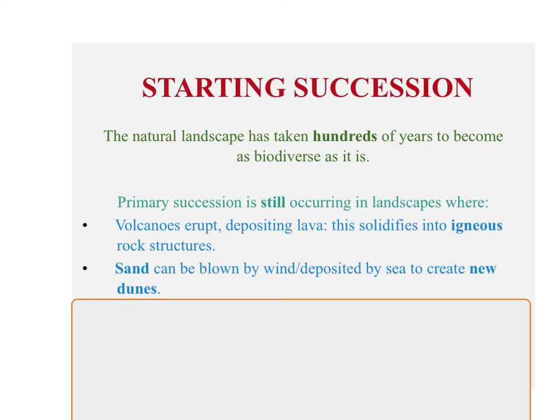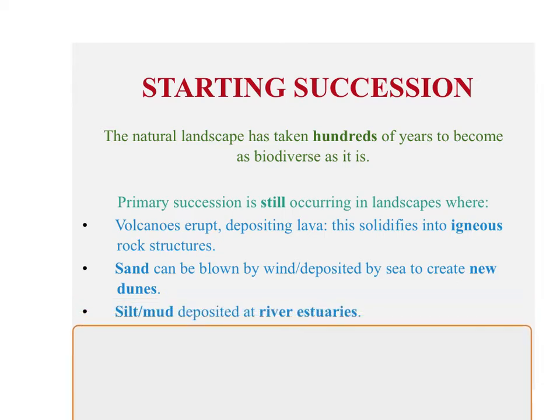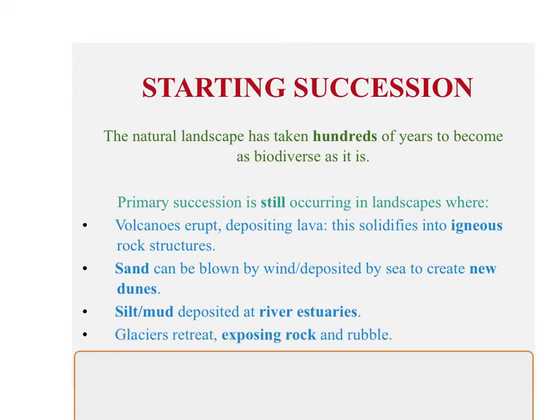Likewise, we've got sand being moved around from place to place, longshore drift, if you're particularly keen on your geography, and it creates new sand dunes, new areas for plants to grow that previously won't have had anything there. Silt or mud depositing at river estuaries, the mouths of rivers and things like that, can provide new habitats for lots of worms, potentially flatworms and other sort of aquatic amphibious creatures.